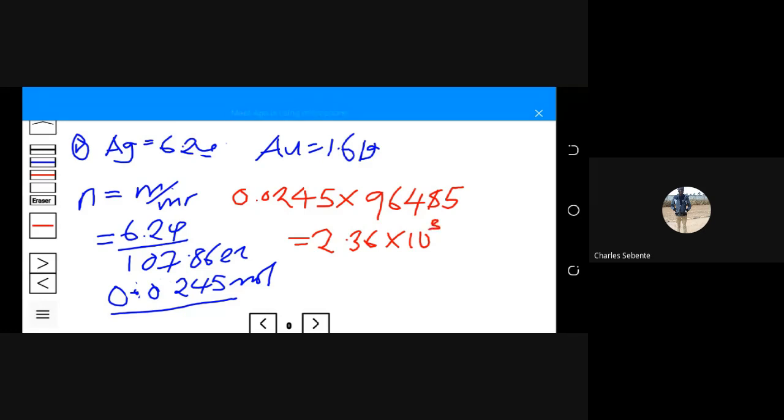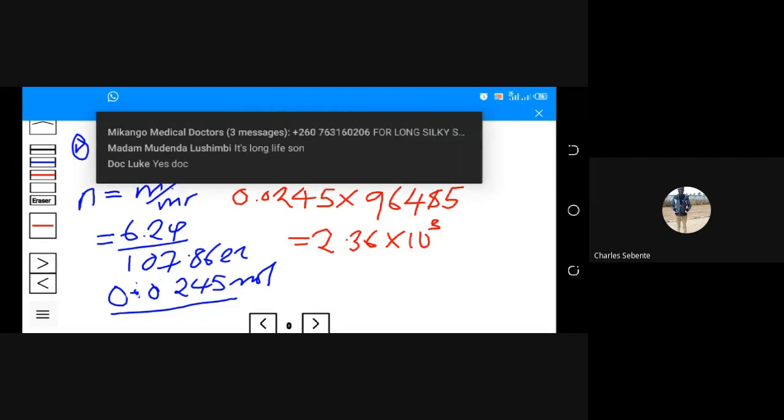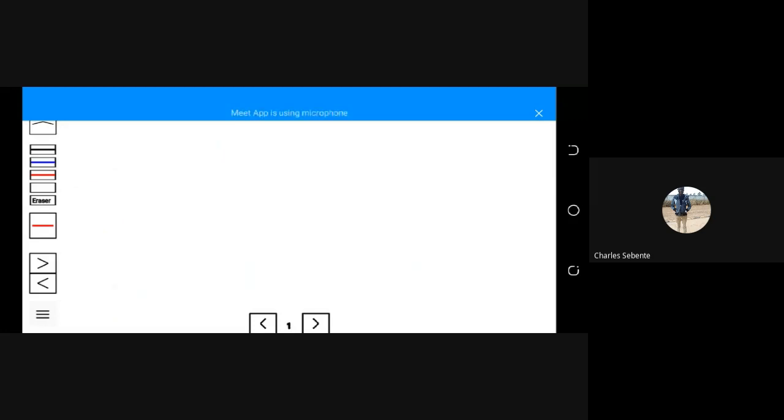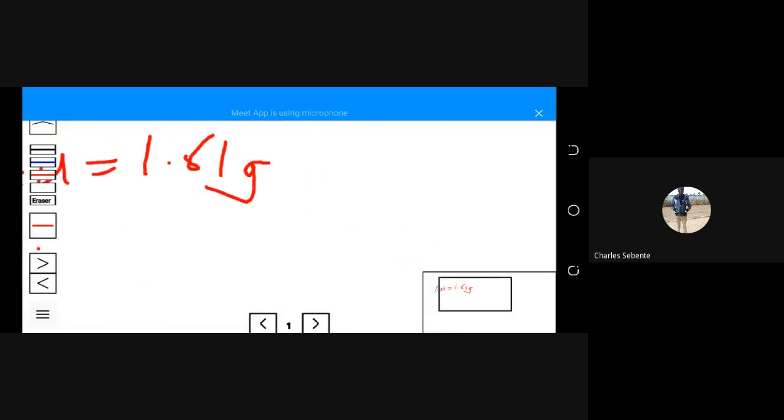So this side we are done. We go to the next one, which is now gold. So you convert the mass again for gold to the number of moles. The same procedure follows, so I won't say anything, you are going to convert on your own. The way we did with silver, that's what we're going to do here.